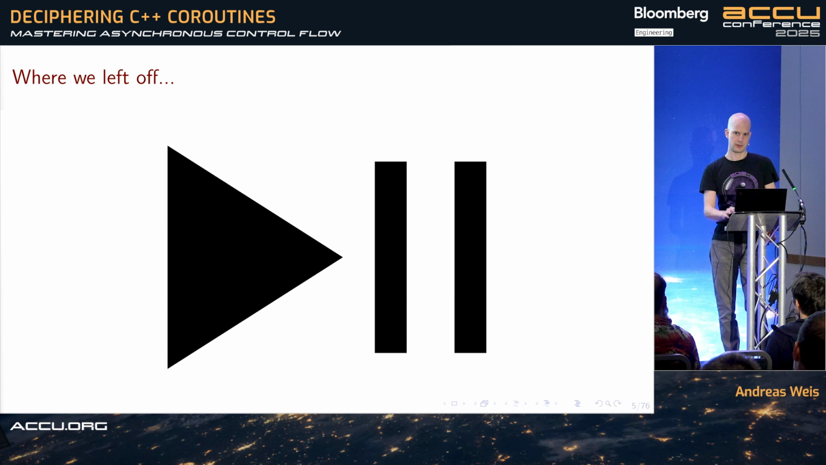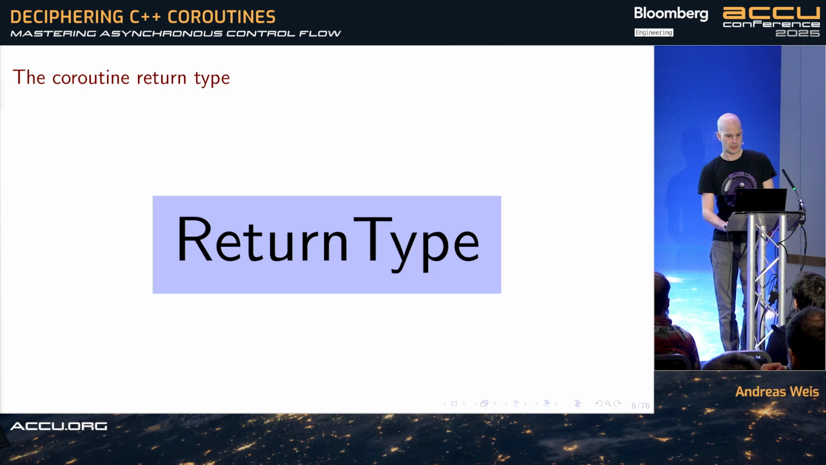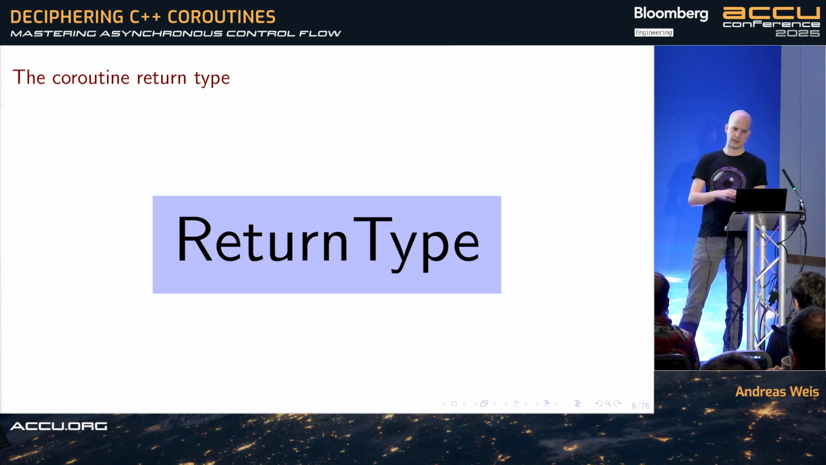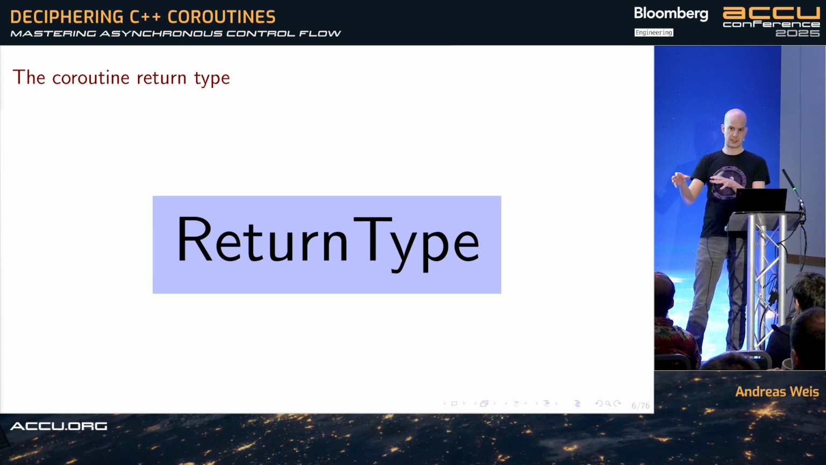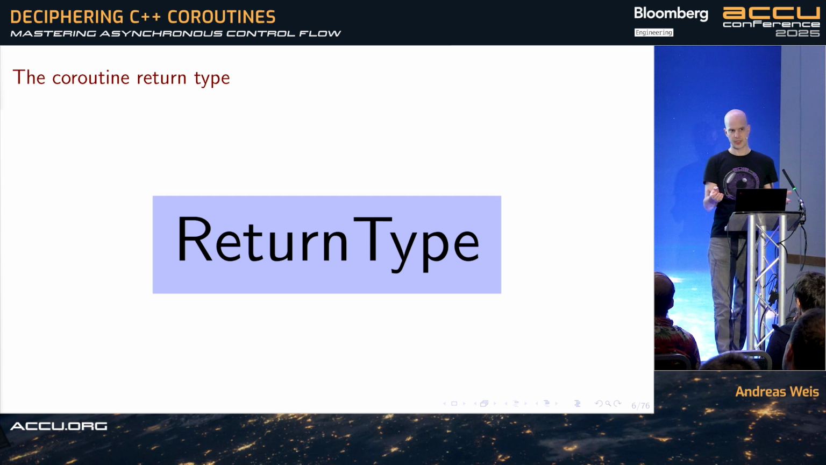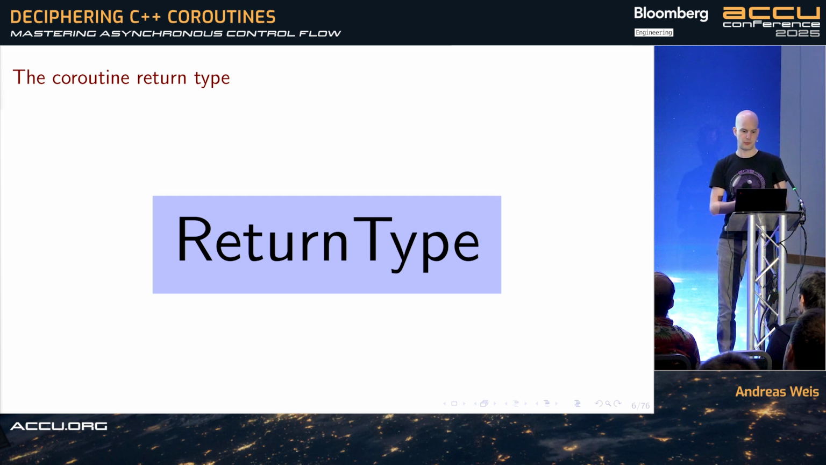And if you look at the coroutines language mechanism, there are 3 major parts to the mechanism. The first one is the coroutine return type. That is really the return type of the coroutine function that you're calling. And this is a user-defined type. So when you're writing a coroutine, you as the user get to decide what this type looks like. You can either write your own from scratch, or you can use something like the generator from a library.